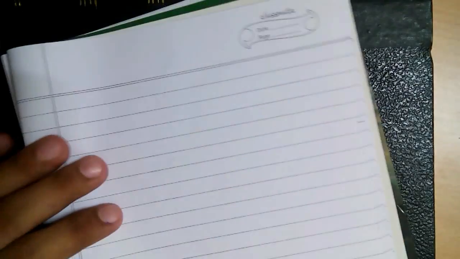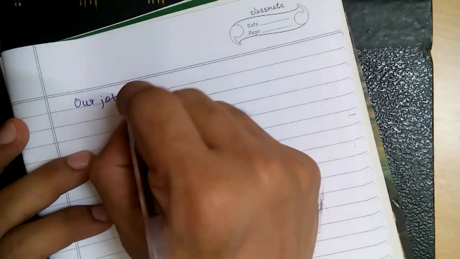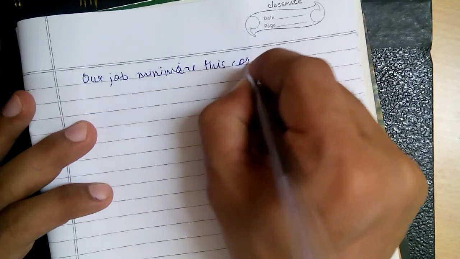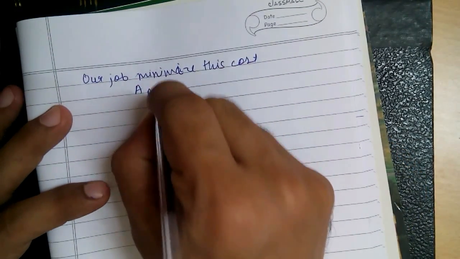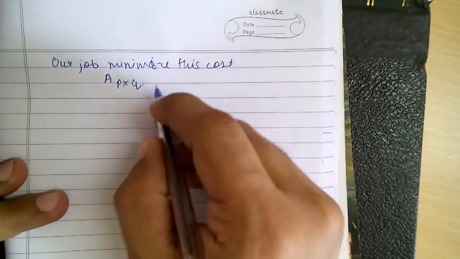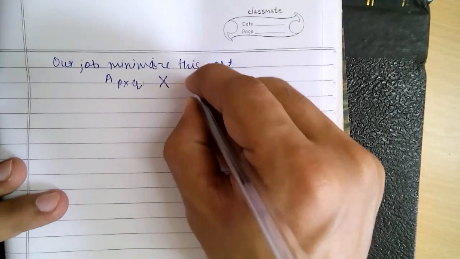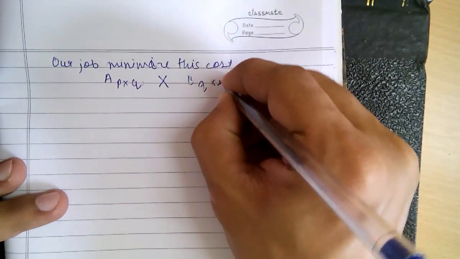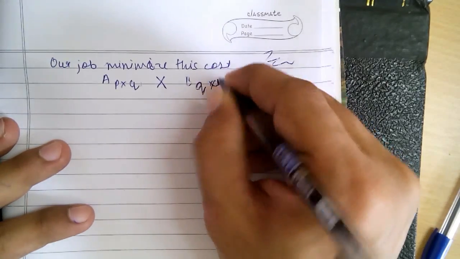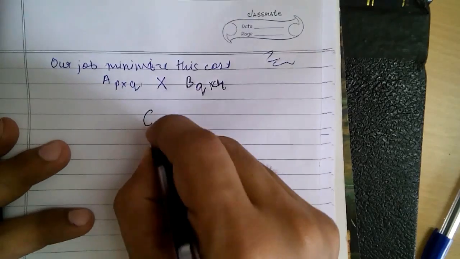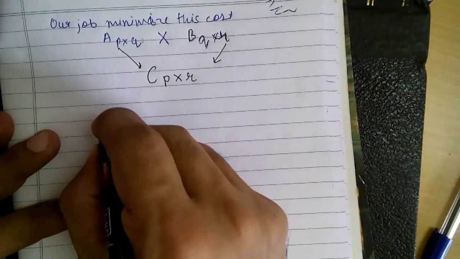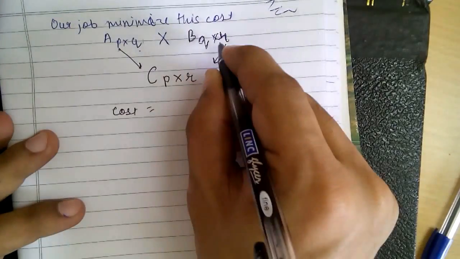And our job is to minimize this cost. That is, if we are given a matrix A of dimensions P cross Q, and we have to multiply it with B of dimensions Q cross R, then we will get a matrix having dimensions P cross R, and the cost will be PQR.